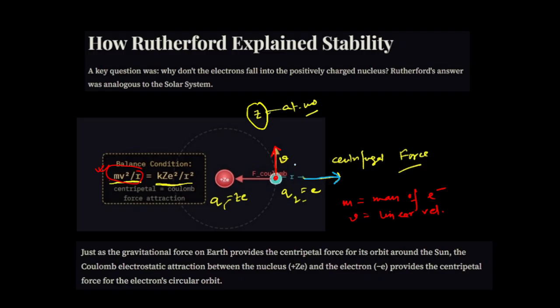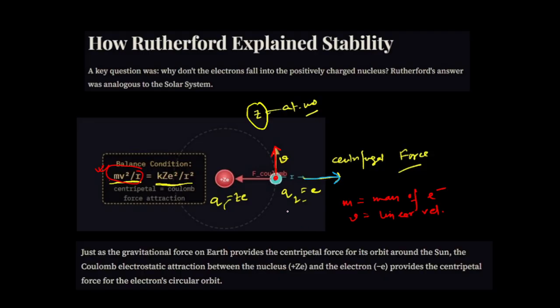But that does not happen because there is a centripetal force also operating. Centripetal means acting towards the nucleus, right? Here what is it? The centripetal force is the electrostatic force or the coulombic force, which acts between these two opposite charges. So the nucleus will attract the electron towards itself, it will pull the electron towards itself by coulombic force. Is it clear?